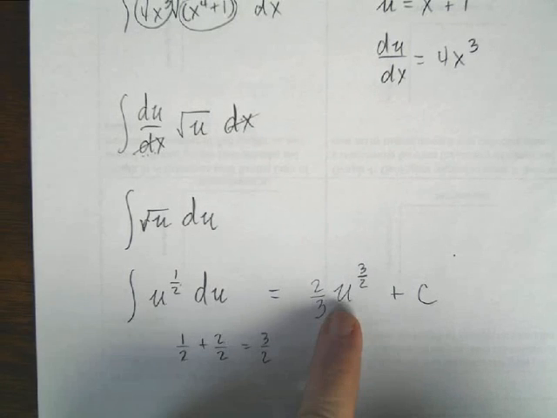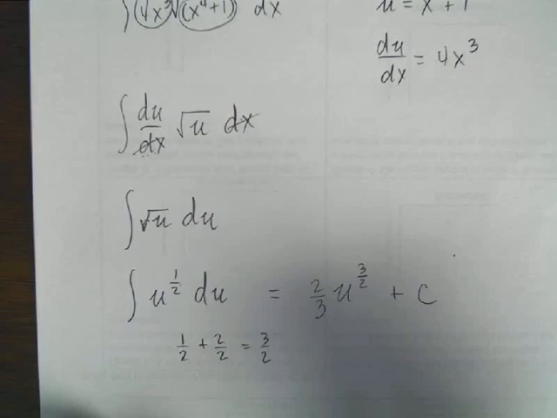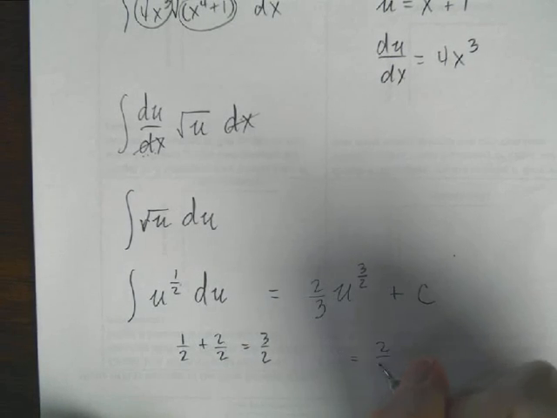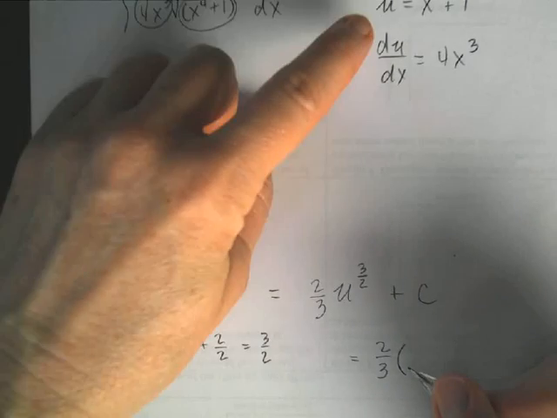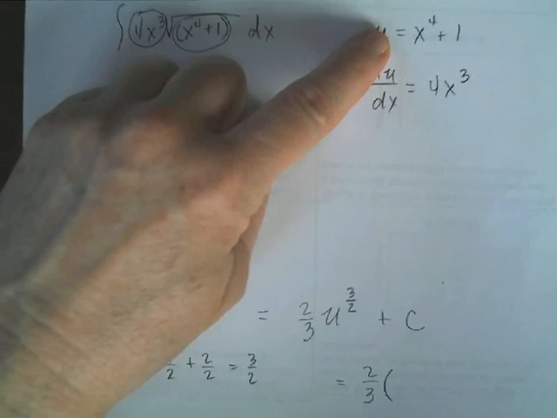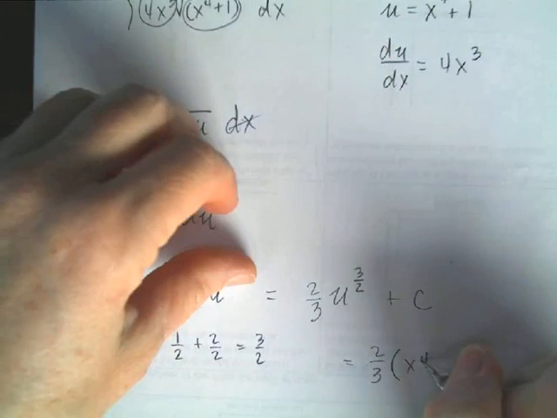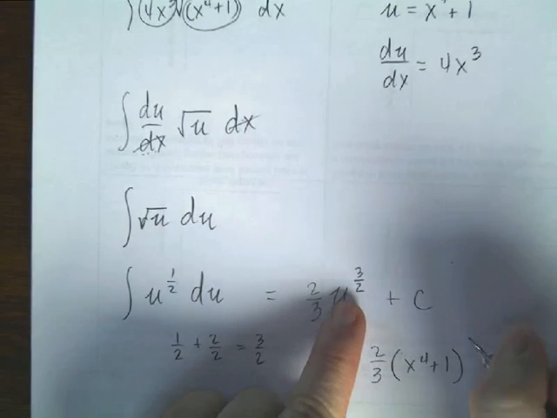Okay, now I can substitute back in for my u. So I get 2/3. My u was x to the 4th plus 1. Sorry, can you see that? X to the 4th plus 1. And that's raised to the 3/2.